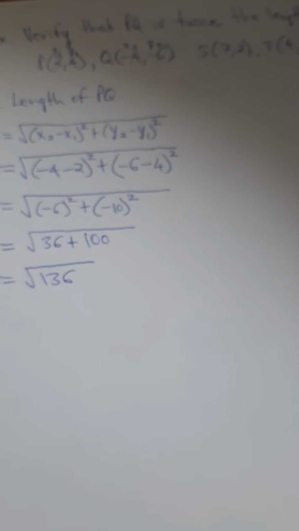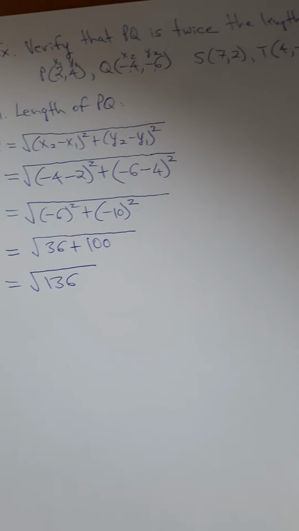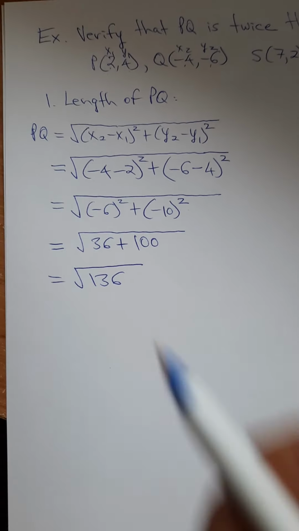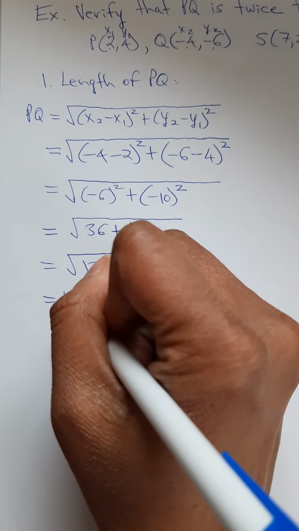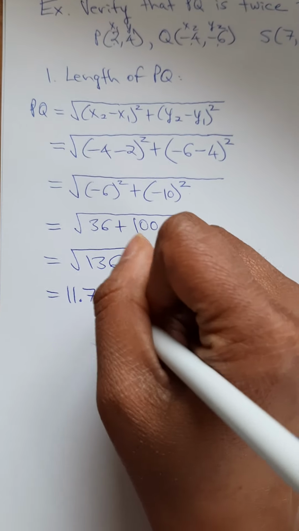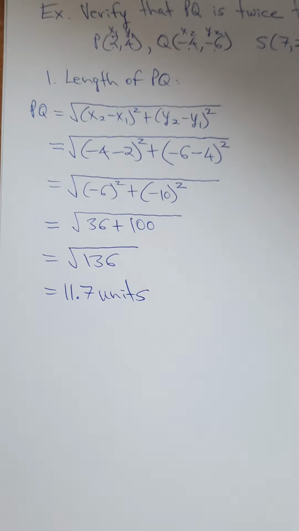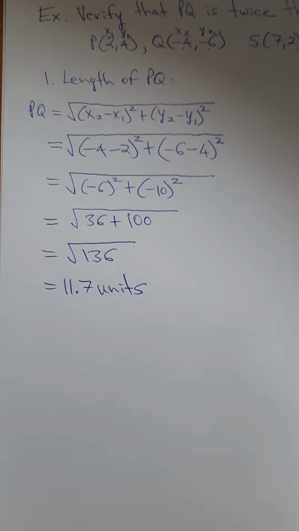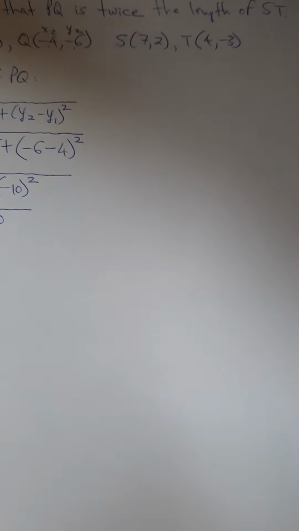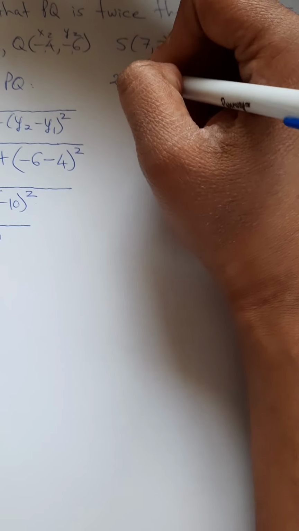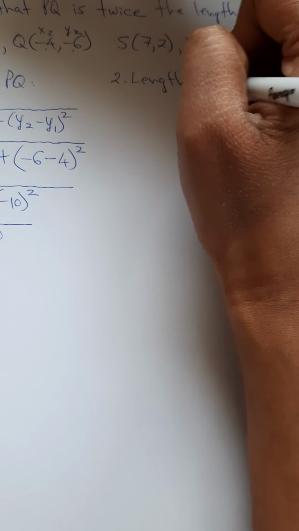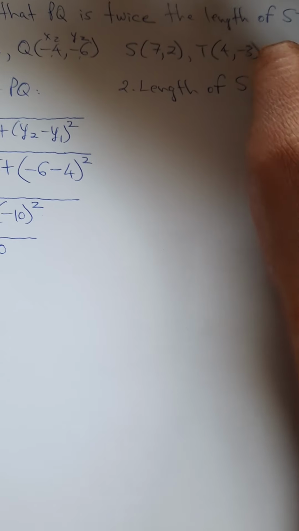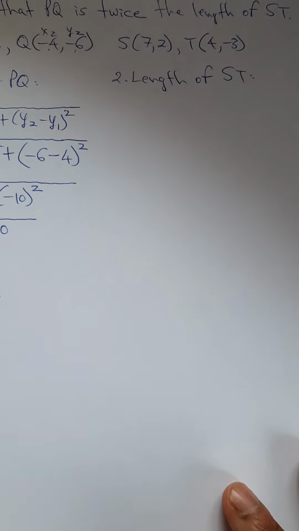So I am going to put this into my calculator, because we want an exact value here. So let's round this. So 11.7 units. So this is the units and the actual length for PQ. So let's go to, let's put length of ST here, all right.